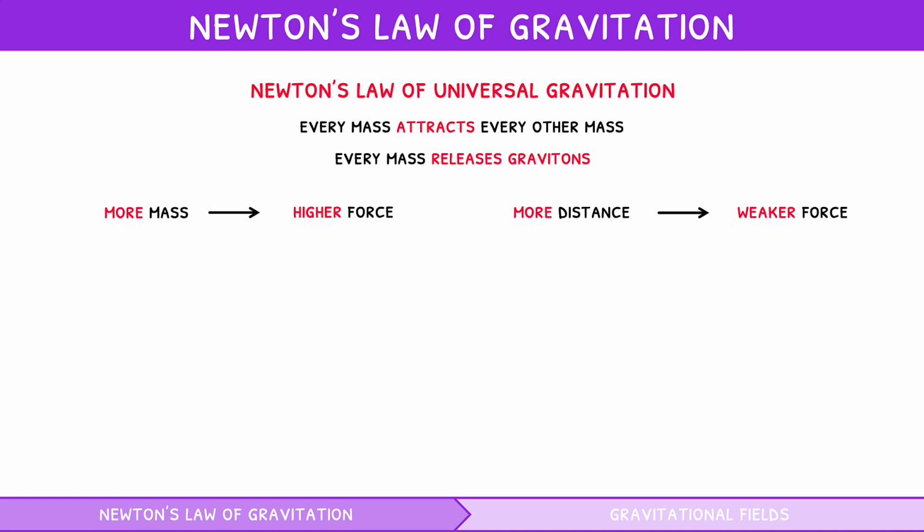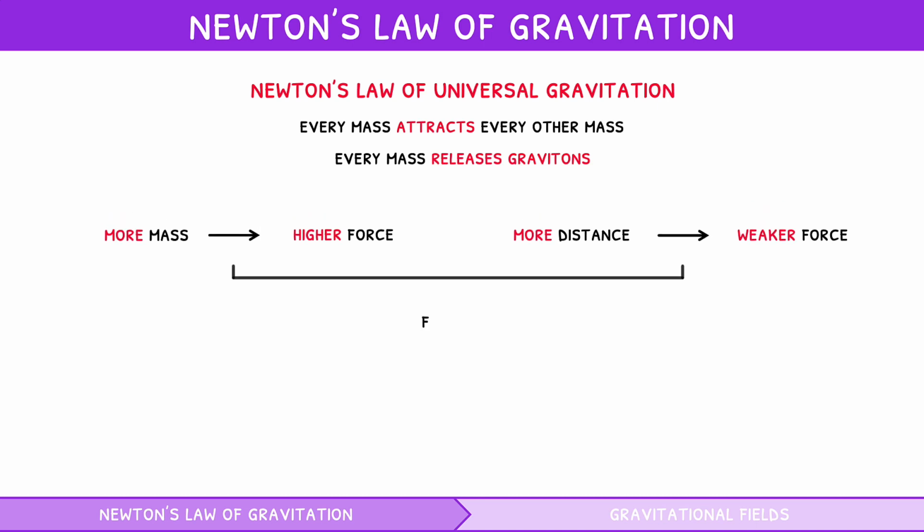The formula for gravitational force is given by force equals universal gravitational constant G times mass 1 times mass 2 divided by radius squared, where radius relates to the distance between the two masses. In this, G is equal to 6.67 times 10 to the minus 11 newtons per meter squared kilogram squared.